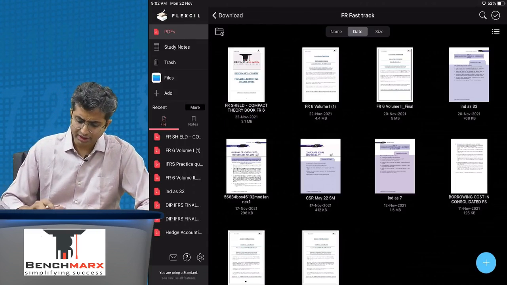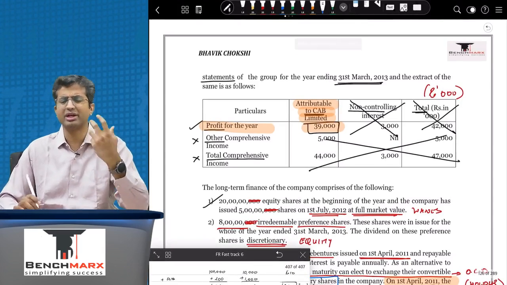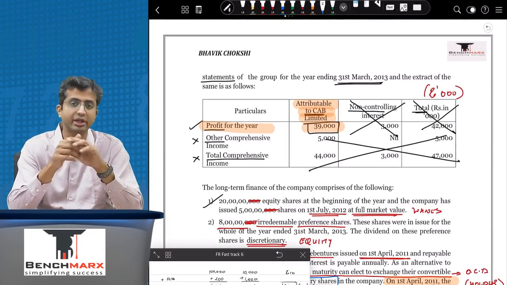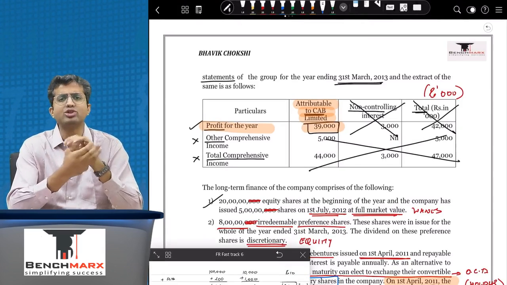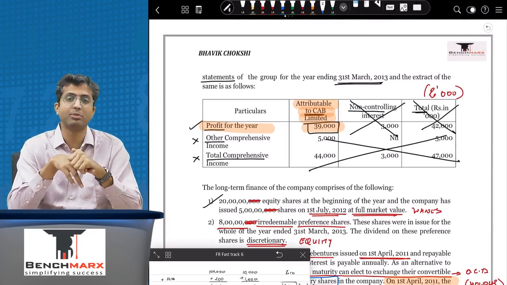Okay. So considering that, we will go to question number 17. There is one additional point in question 17 which pertains to DDT, that is dividend distribution tax. As you are aware by now, the DDT has been abolished.